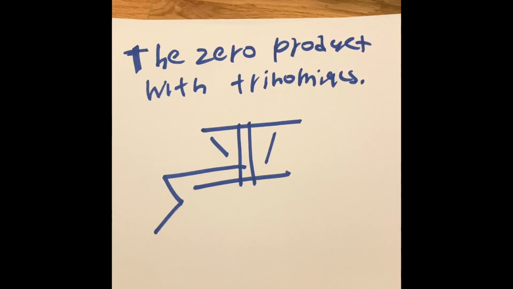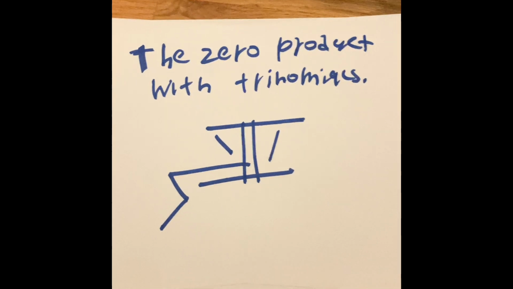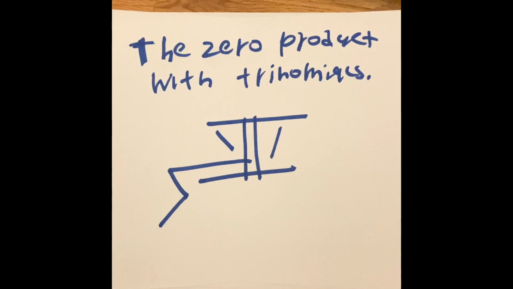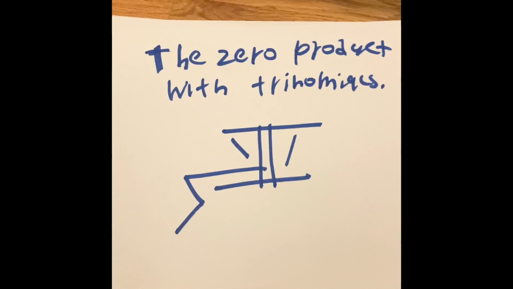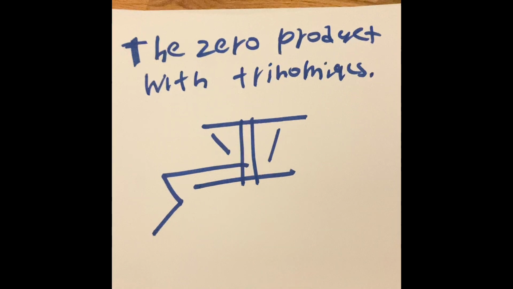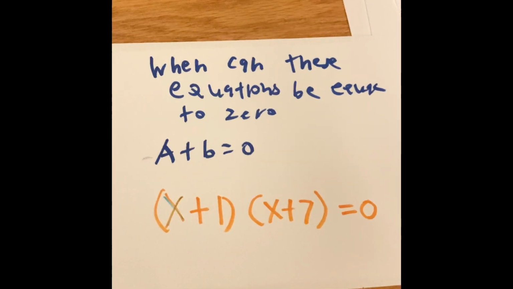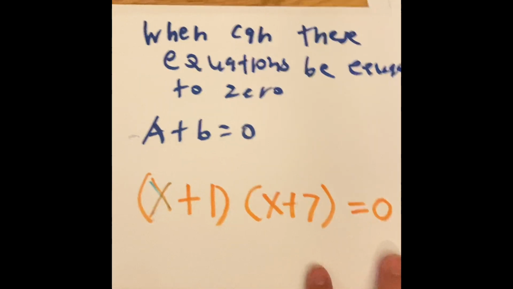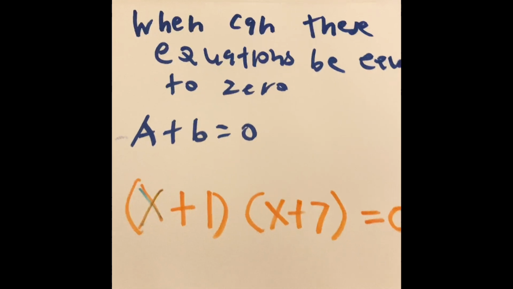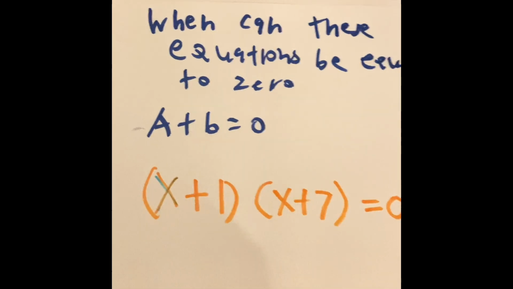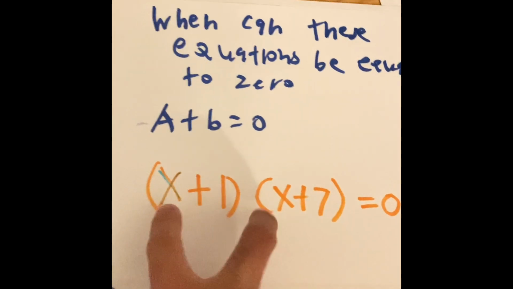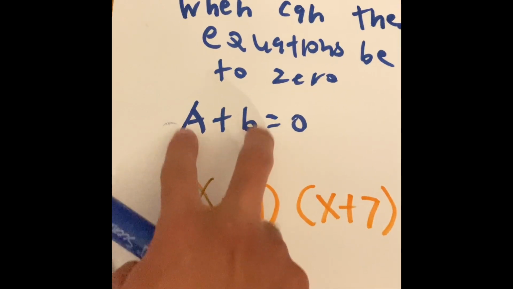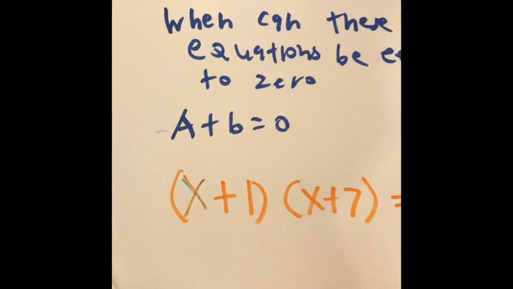So, to start out the video, we're going to do a sort of mystery lesson, and we're going to build upon that to see what this is going to look like, or what's going to happen. So, our mystery problem is, when can these equations be equal to 0? What would happen if a plus b equals 0? And what would happen if these two expressions equal 0? What could be filled in for x? What could be filled in for a and b, or either?